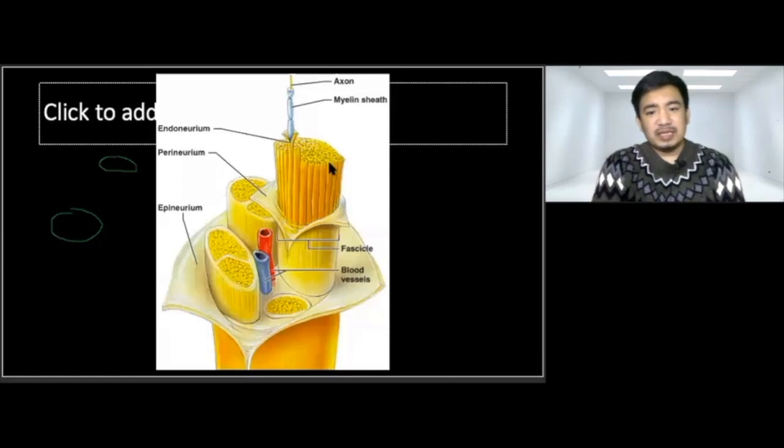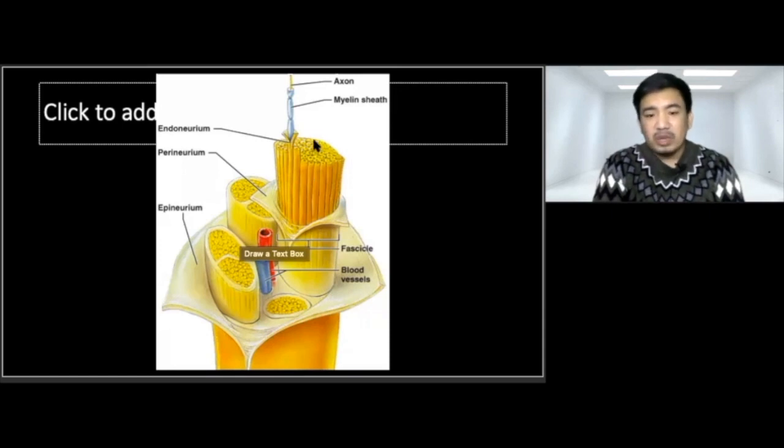All right, so this is just another illustration of the axis cylinder, the axon, and the myelin sheath. Here is the endoneurium that covers the myelinated axon, and the bundle of that is called the fascicle. The connective tissue that covers the fascicle is called the perineurium. And the collection of fascicles makes the whole peripheral nerve, which is covered by connective tissue called the epineurium.